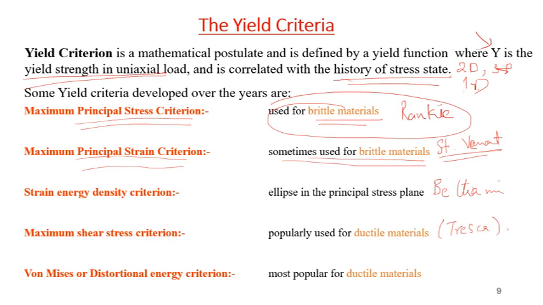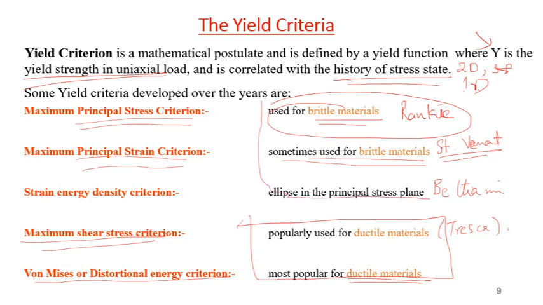And we will see what is the maximum shear stress criteria. It means when the maximum shear stress is equal to tau y of the material, then the yielding will start. Now another one is known as von Mises criteria, also known as distortion energy density criteria. It is the most popular for the ductile material. So these two criteria are for the ductile material, and these three are for the brittle material.